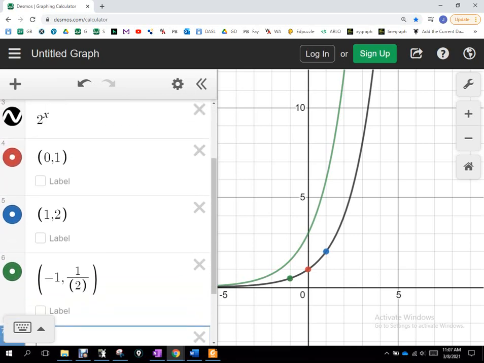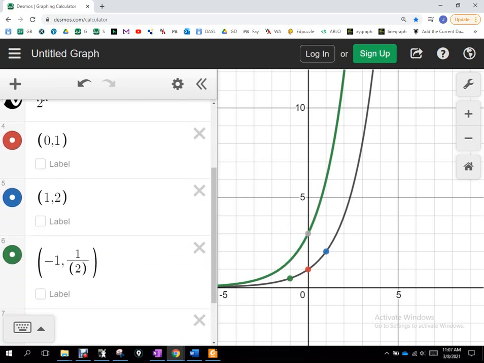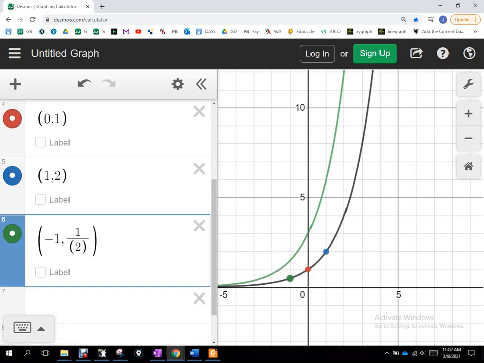If I take, because I have this 3 out in front now, to get this green graph, I'm basically taking these y values and multiplying by 3. What's 1 times 3? 3. So you see at that point right there, which was at (0, 1), now just went to (0, 3). Does that make sense? This point right here is at (-1, 0.5), right? Well, if I multiply that by 3, see where it goes? Does it go onto the green curve?